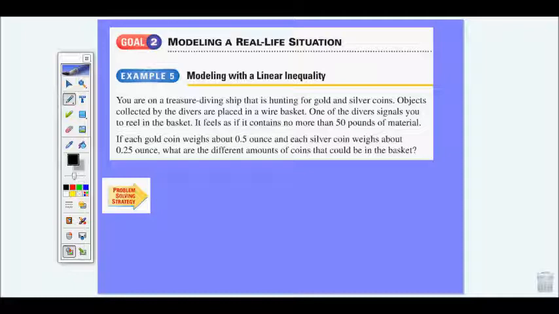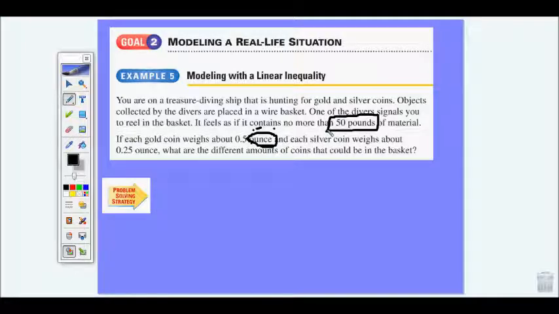So you don't know what kind of coins are in there, but you think, oh, this has to be less than 50 pounds. So if each gold coin is 5/10 of an ounce, and each silver coin is 1/4 of an ounce, or 0.25 ounces, what are the different amounts of coins that could be in the basket? Well, the first thing that you should notice in this problem solving is that we have our coins listed in ounces, but we have our estimate in pounds.